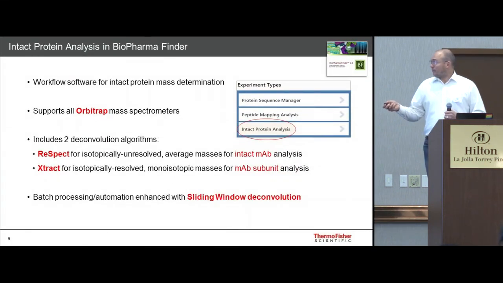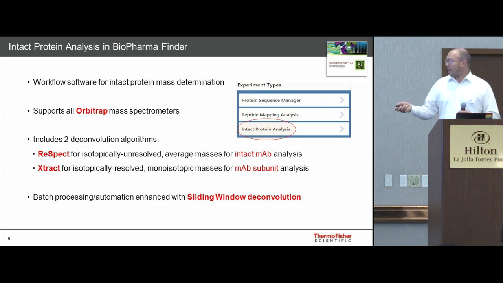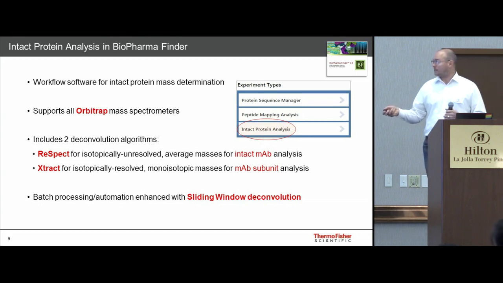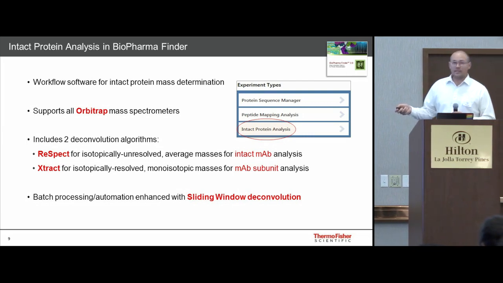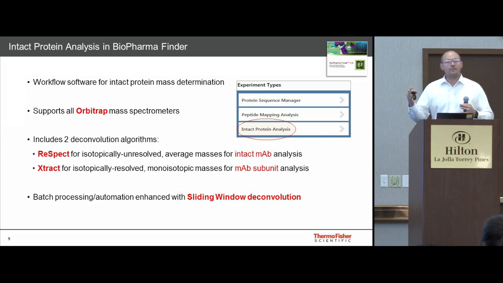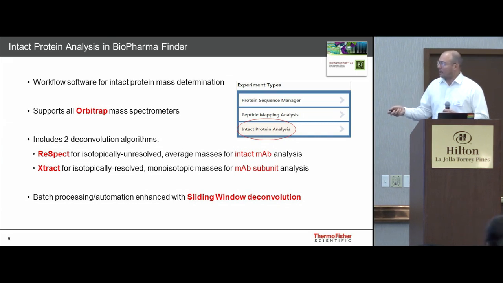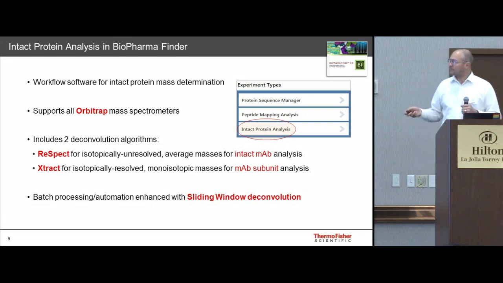So when you actually turn on the software, the way it looks is you're presented with these experiment types, which would be peptide mapping or intact protein analysis. And both of these experiment types refer back to the protein sequence manager. So this is where all of your sequences are stored. And if it's peptide mapping, this is where we generate our sequence map. Or if it's intact, this is where we do our annotation to figure out what each of these peaks represent.